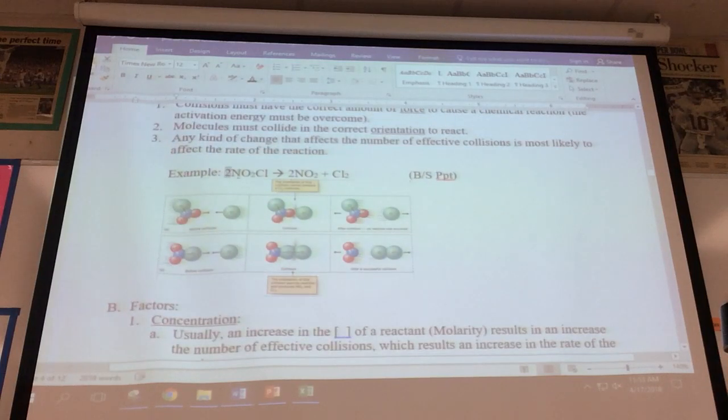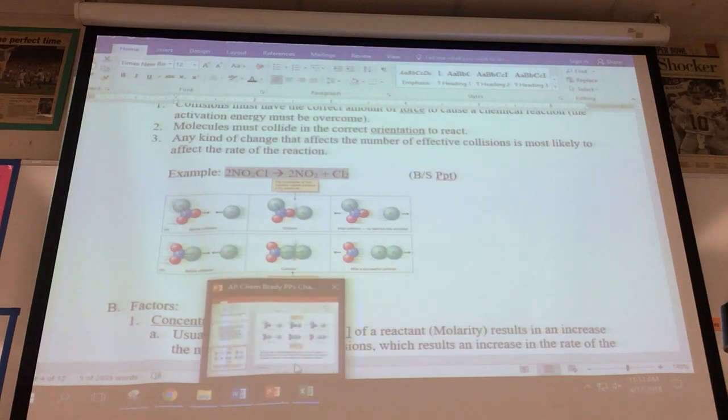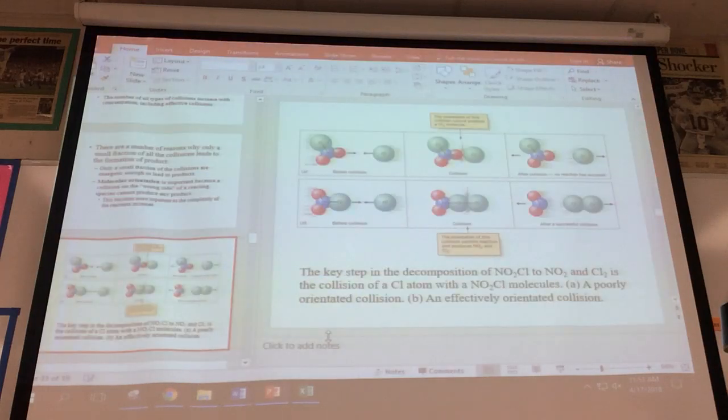Shown in this example here, you've got a decomp reaction, and I'm going to pull the slide up for this. You have it in your notes, but it's hard to blow up, so we're going to go off this. So here's your reactant. Here are your products. In order for this reaction to occur, this molecule and this molecule must collide. They must hit each other hard.